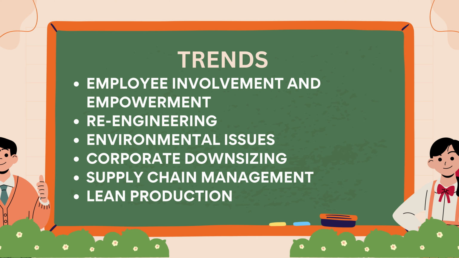9. Environmental issues. Companies are focusing on sustainability and reducing environmental impact. 10. Corporate downsizing. Companies are reducing their workforce to cut costs. 11. Supply chain management. Companies are managing their supply chain to reduce costs and improve efficiency. 12. Lean production. Companies are using efficient methods to produce more with fewer resources.